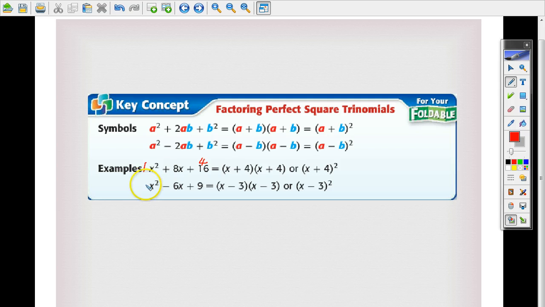Okay, here again your a is 1 and your b is 3, because that's 3 squared. So you can say 1x minus, this time it's minus, so 1x minus 3 squared.